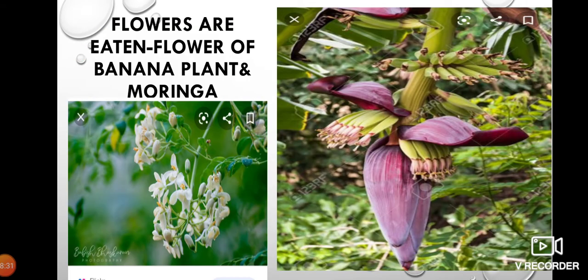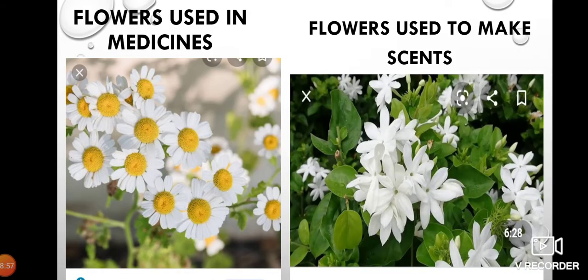Now flowers are eaten. Flower of banana plant and moringa. You can see the moringa flowers are white colored. People in Maharashtra love different preparations made of drumstick moringa flowers. In Kerala, a vegetable dish is prepared out of the flower of banana plant. The next slide shows the flowers used in medicine. Chamomile is a perennial type of flower. You can see these white flowers which are mostly used for medicinal purposes.